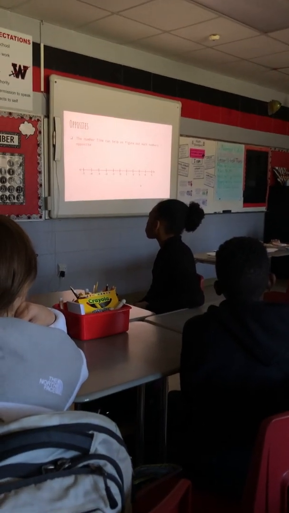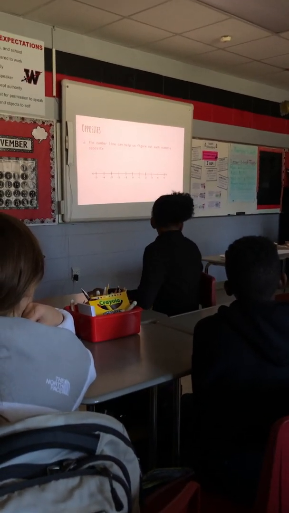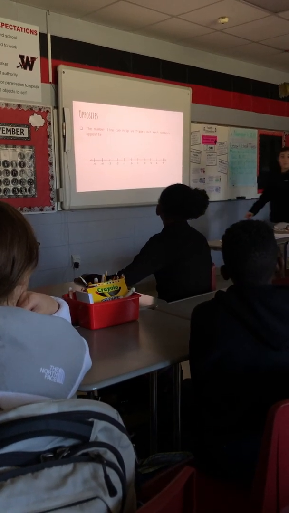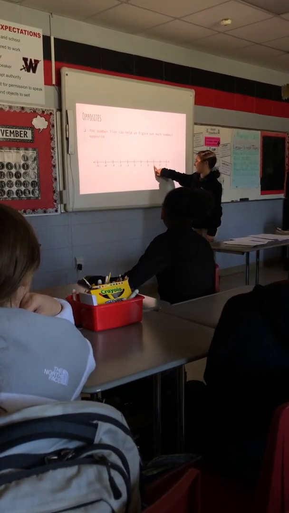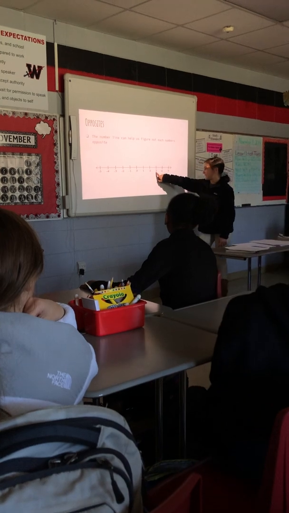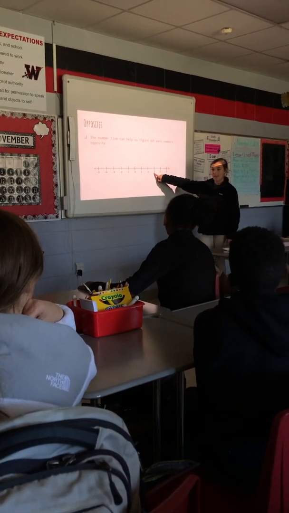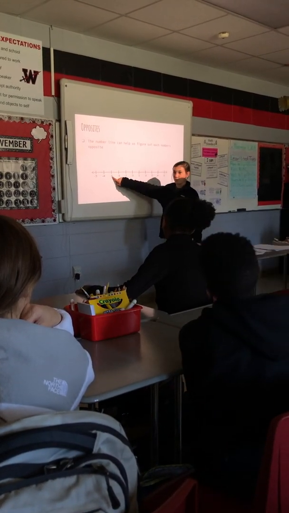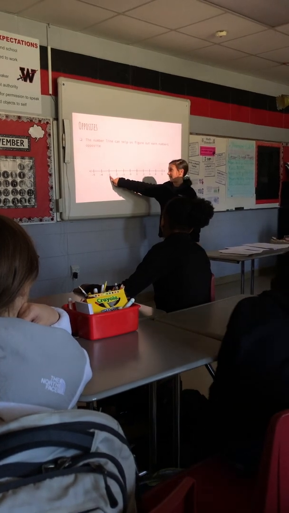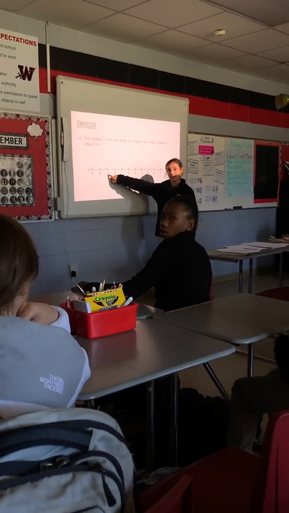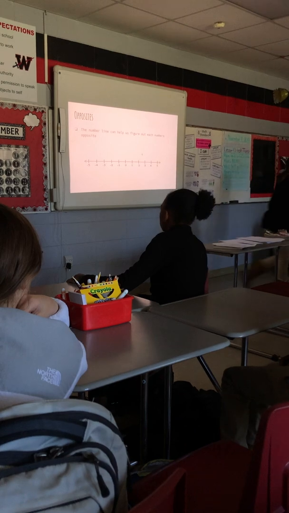Chloe, can you go up to the number line and point to a number for me? Any number. Okay, so what number did you point to? Positive 3. So what's positive 3's opposite? Negative 3. And how do you know that? Because they're both 3 spaces from 0. Good job, Chloe.